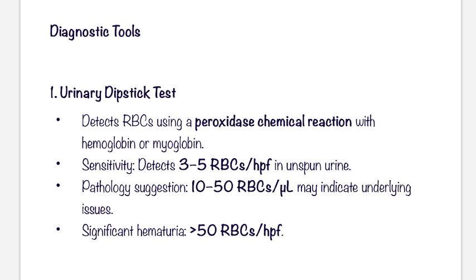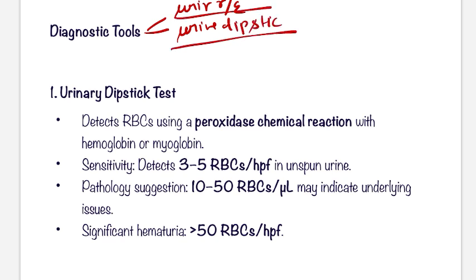How will you diagnose this hematuria? By urine routine and urine dipstick test. There are different classification or definition criteria for this. First, we will discuss the urine dipstick test. The important thing: the urine dipstick test uses the peroxidase chemical reaction. What is the sensitivity? It can detect up to 3 to 5 RBCs per high power field in uncentrifuged urine.